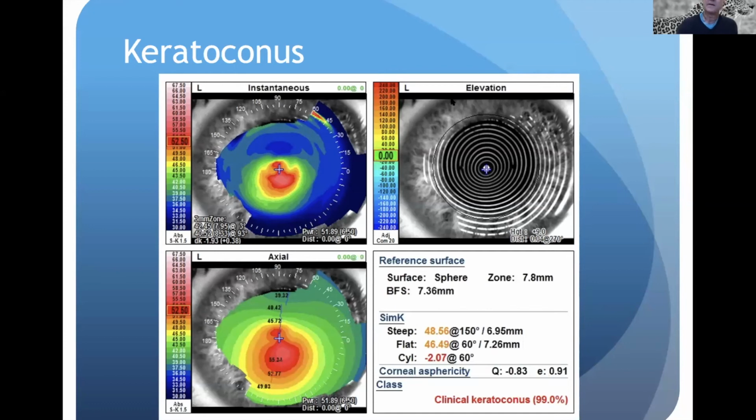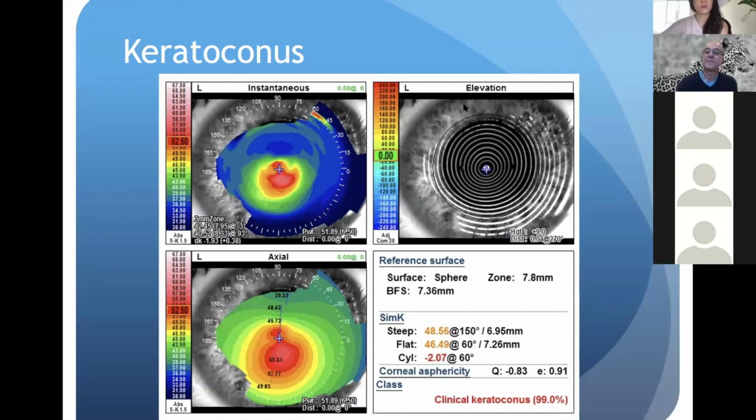So I would have estimated that the steepest axis on this cornea is somewhere around maybe 105 degrees, something in that range. And you can see the line here is drawn closer to 90 degrees, and yet the steep and flat axis, according to this, is at 150 for the steep axis, which would be probably somewhere around here. So sometimes the numbers don't.